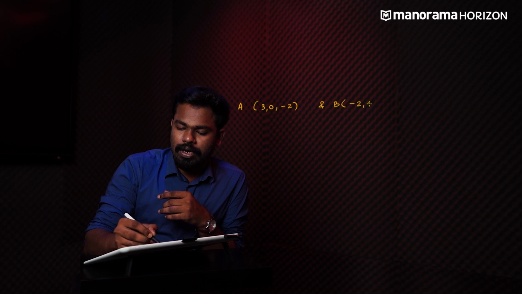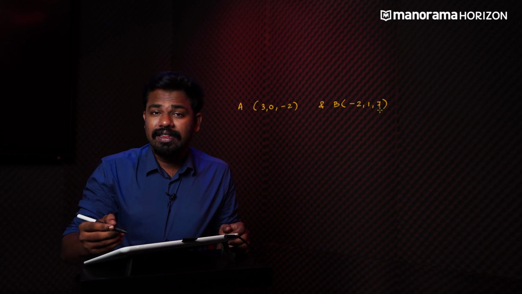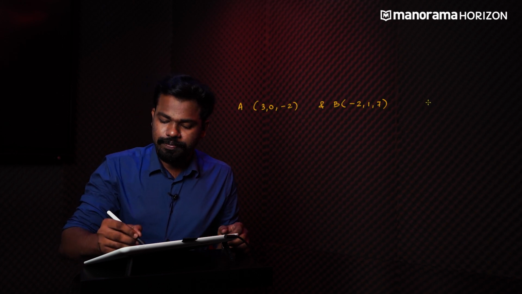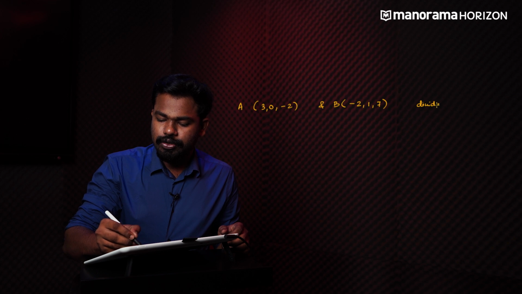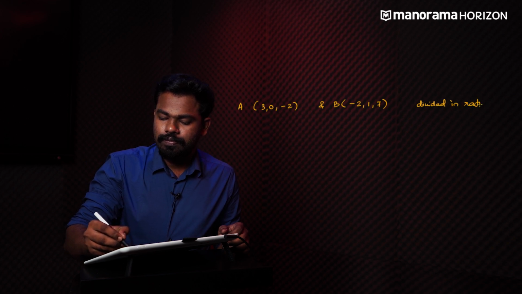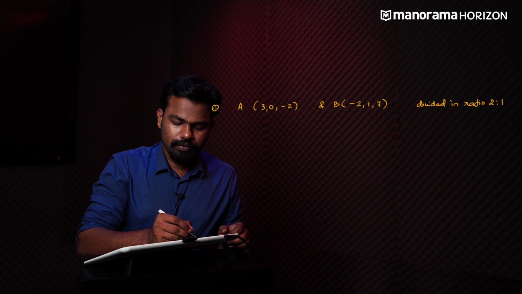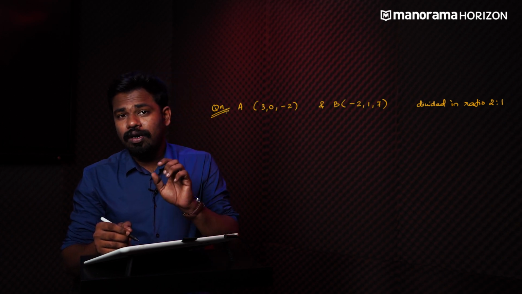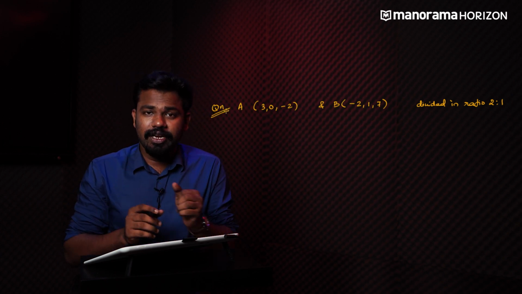Now suppose 2 points are given and a ratio is also given, and they're asking me to find the coordinates of the point which divides them in the ratio. Suppose A is (3, 0, minus 2) and B is (minus 2, 1, 7). These are the 2 points and they are divided in the ratio 2:1. Now I need to find out which point will divide them in the ratio 2:1.